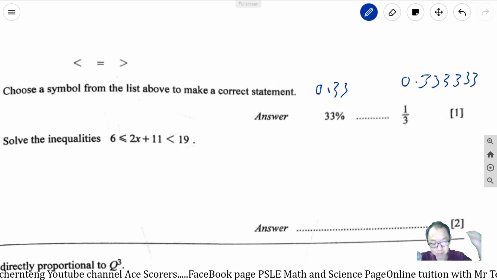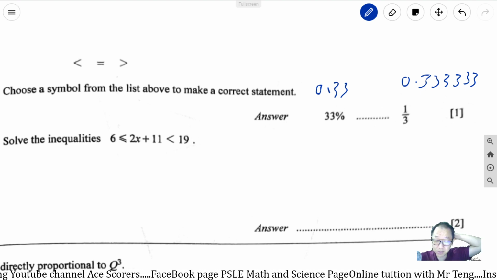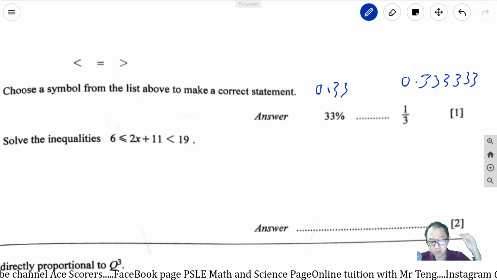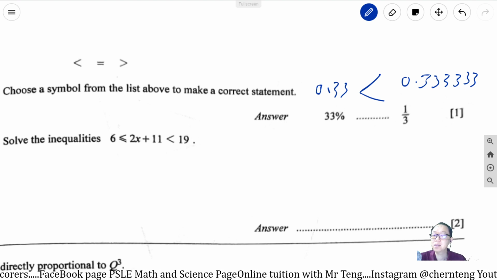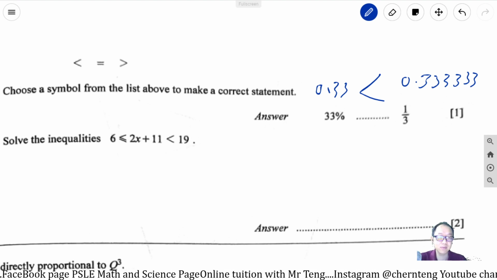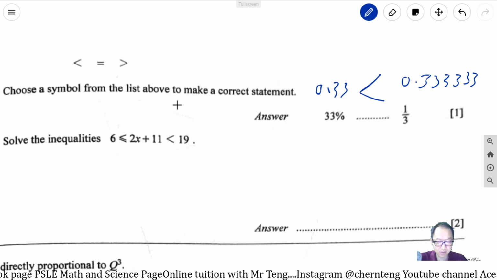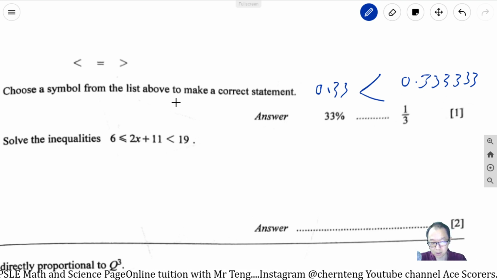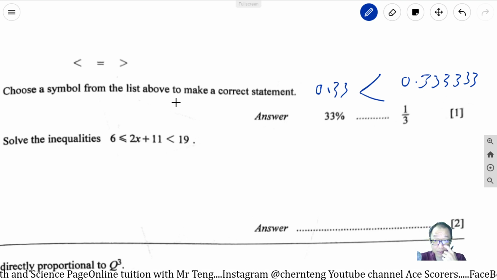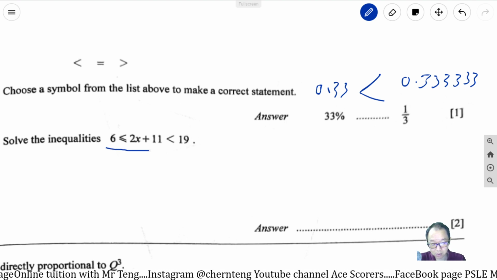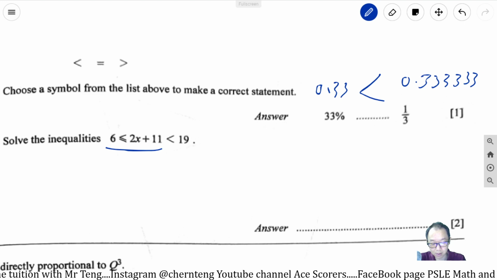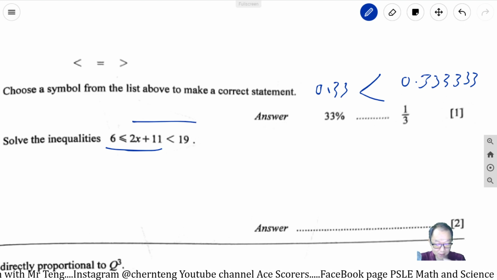Okay, so I got 0.33 and 0.333333. So 0.333 obviously is more than 0.33. Correct? Yes. Very good. Next. Solve the inequality. So now this type of inequality, you have to split into two. You have one group here, and then you have another group here. That's how you solve this.